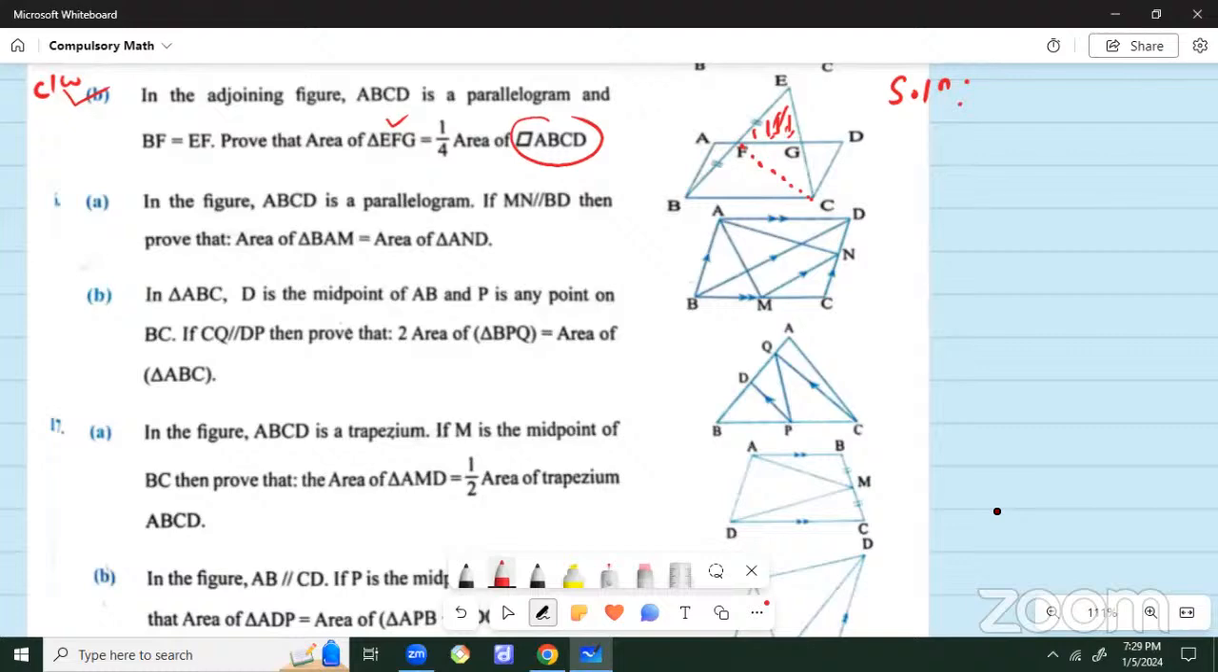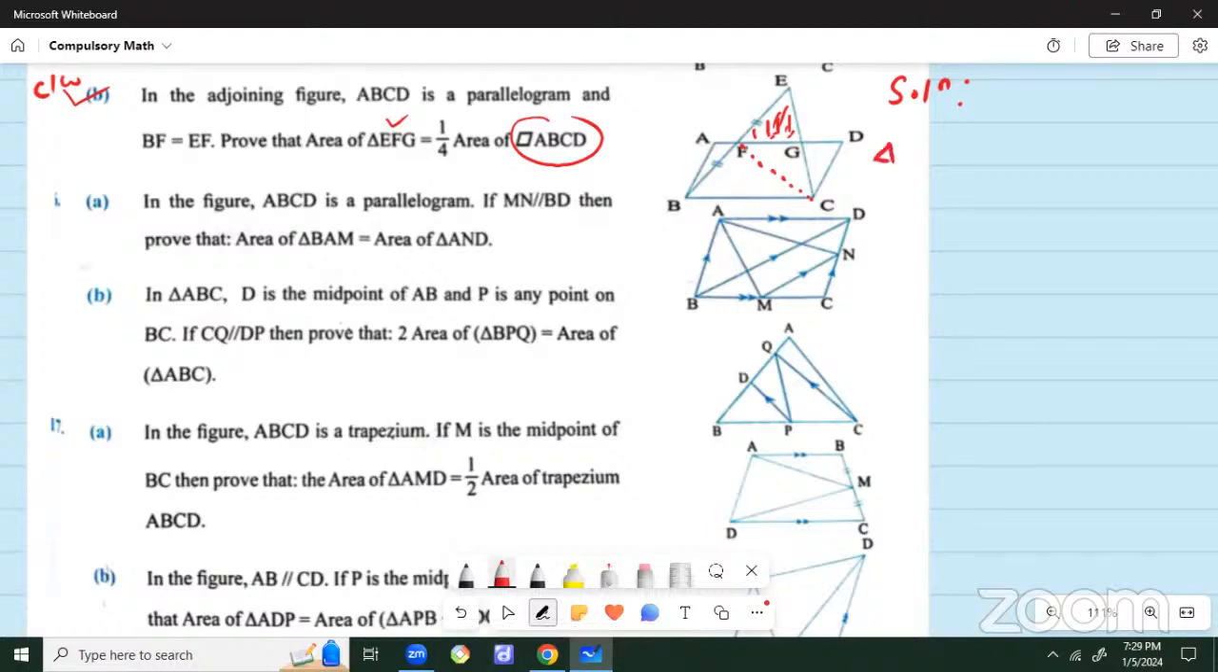BFC is a triangle on the base BC, and ABCD is a parallelogram also standing on the same base BC. So, what is the relation between the triangle and the parallelogram if they stand on the same base and lie between the same parallel lines? Can anyone help me? What is the relation between the triangle and the parallelogram if they stand on the same base and lie between the same parallels? The area of triangle is half that of parallelogram.